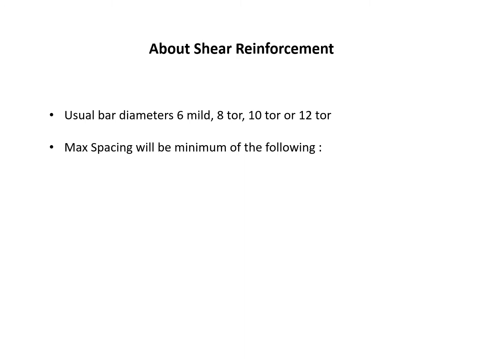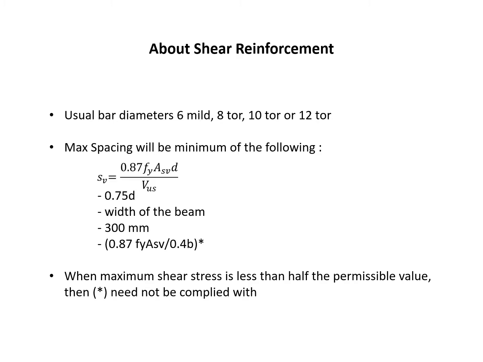Now, code specifies that usually you use 6 mild, 8 or 10 tor bars. You don't use higher bars, 16, 20 and all that, because they are difficult to bend. And maximum spacing will be the minimum of all these 1, 2, 3, 4, 5.